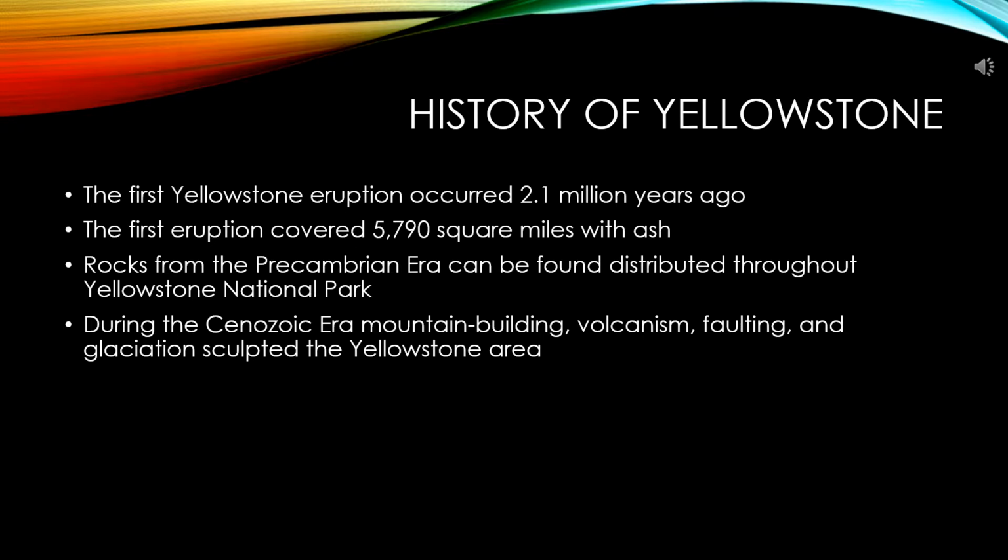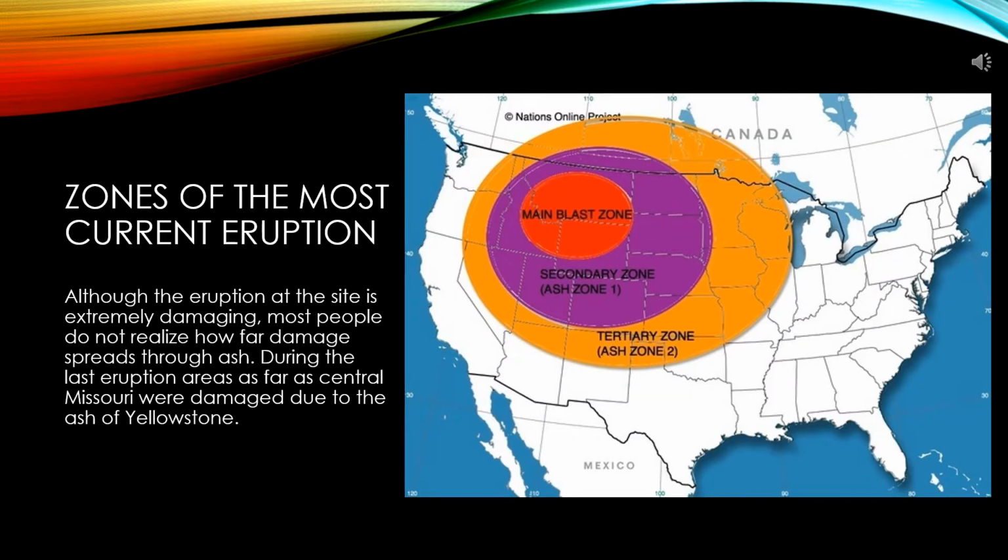Because Yellowstone dates so far back in time, rocks from the Precambrian era can be found distributed throughout the park. But Yellowstone itself was formed thanks to volcanoes and faulting during the Cenozoic era. Now that the background information and history has been covered, it is time to get into the real purpose of this presentation, to discuss the most recent time Yellowstone erupted.